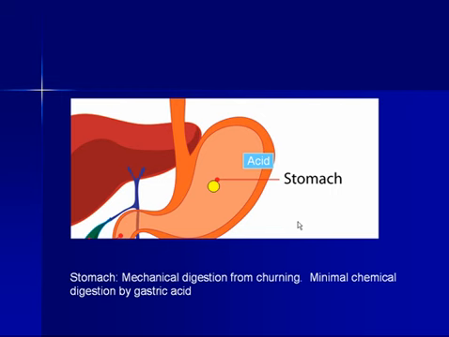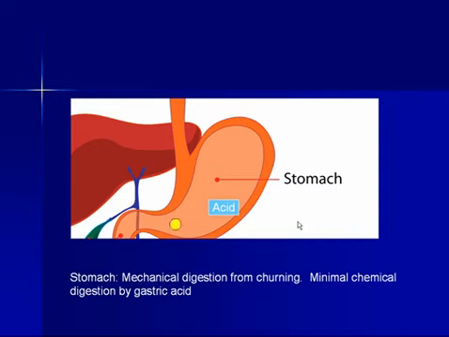Now our lipids have entered the stomach. At this point in time, acid will be secreted by the stomach, and this will aid in a small amount of chemical digestion. Some mechanical digestion will occur due to the churning inside of the stomach.